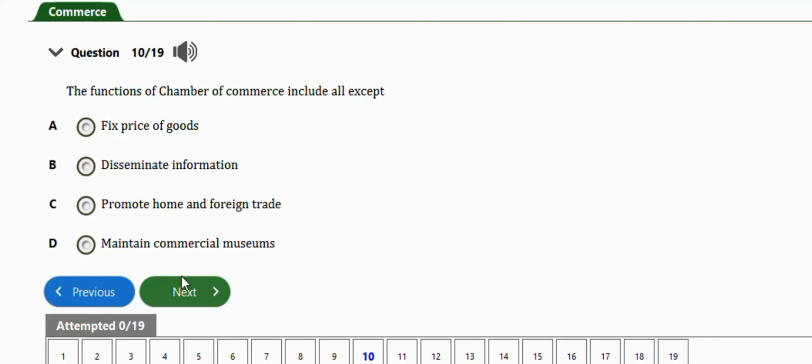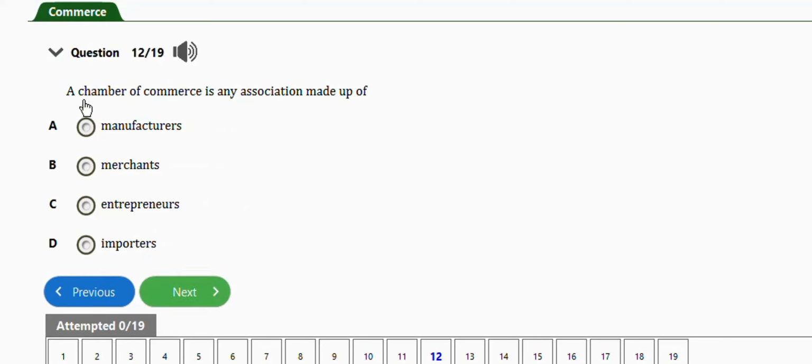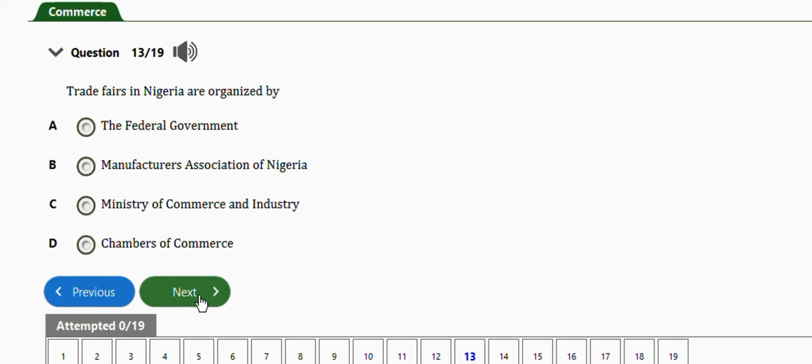Okay, fixed price of goods. Next question. The function of Chamber of Commerce include, or except, so this is a two question. The right answer is option D, fixed price of goods. Next question. The Chamber of Commerce is any association made up of merchants. Option B. Okay, next question says trade fairs in Nigeria are organized by the Chamber of Commerce. Option D.